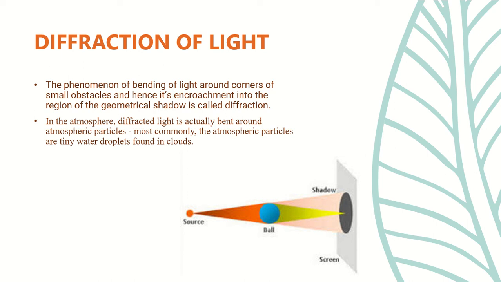In the atmosphere, diffracted light is actually bent around atmospheric particles. Most commonly, the atmospheric particles are tiny water droplets found in the clouds.